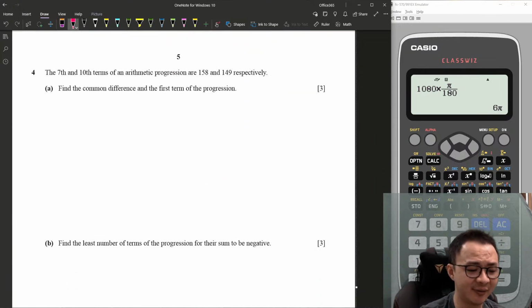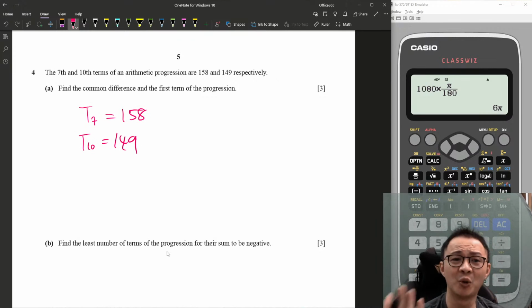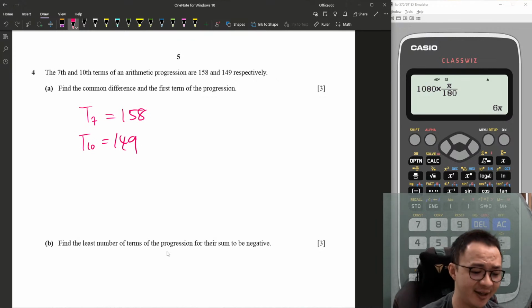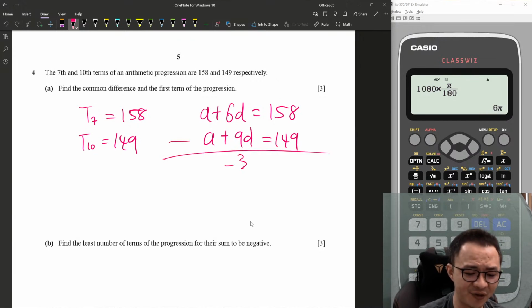Alright, the 7th term, T7, is 158, and the 10th term, T10, is 149. Find the common difference and the first term. They want to find d and a. This is an arithmetic progression. So a plus 6d equals 158, and a plus 9d equals 149, and then we do elimination. So negative 3d equals positive 9, hence d equals negative 3.